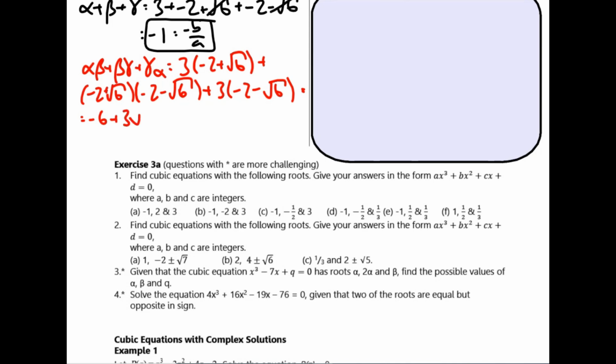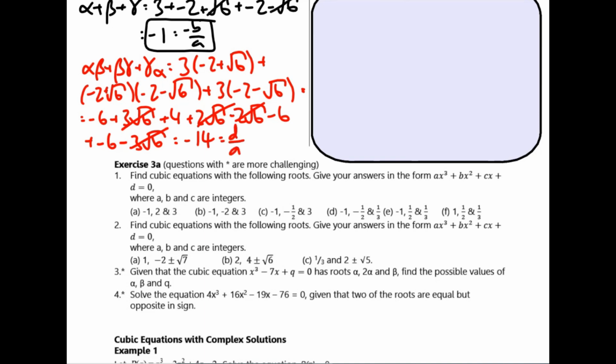Minus 6 plus 3 root 6 plus 4 plus 2 root 6 minus 2 root 6 minus 6. Let's cancel. And from the last one, we get minus 6 minus 3 root 6. Again, those surds will cancel out. Here I've got minus 6 3 times and then plus 4, which will give me minus 14. And this one is equal to c over a.